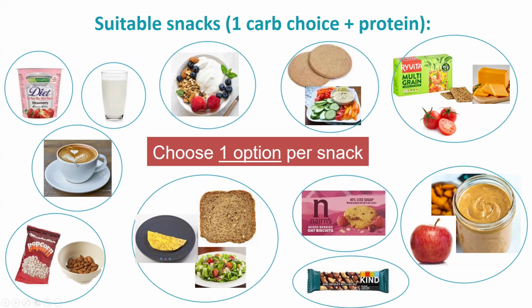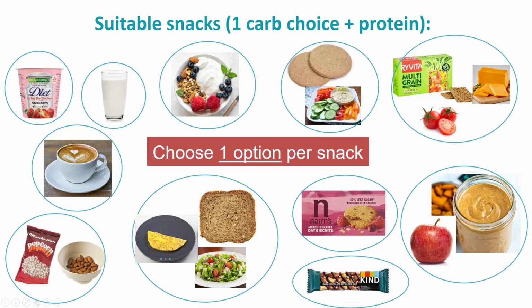So earlier I mentioned that it's important for you to have a snack between breakfast and lunch, a small snack between lunch and dinner, and a small snack in the evening time. With gestational diabetes, it's really important that you keep your snacks suitable for gestational diabetes. So what I mean by that is each snack would contain less than 10 to 15 grams of carbohydrates and a little bit of protein.